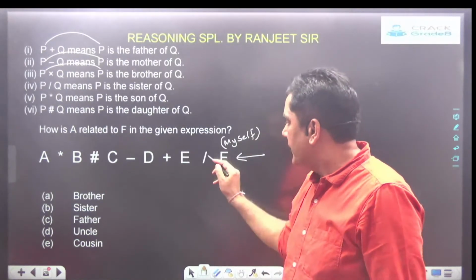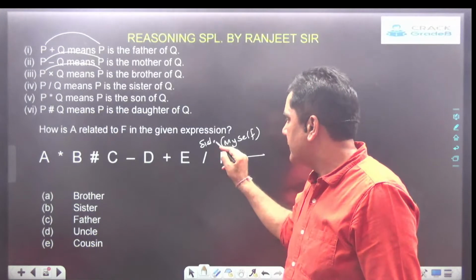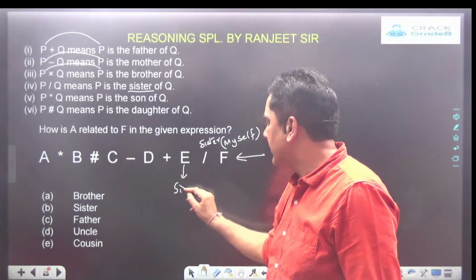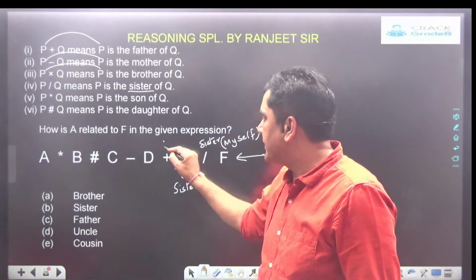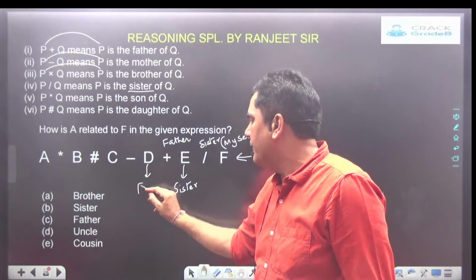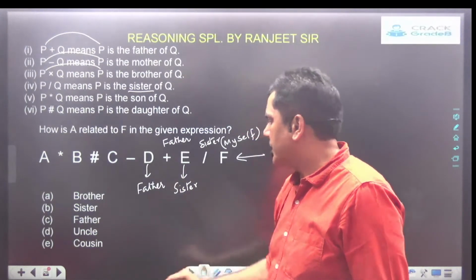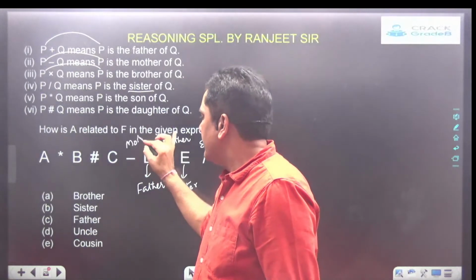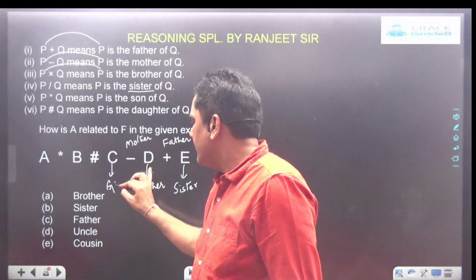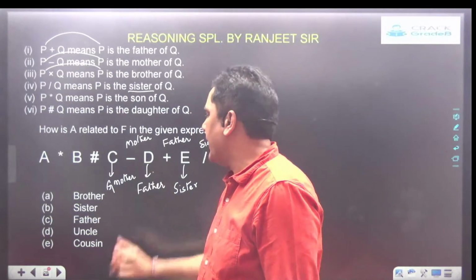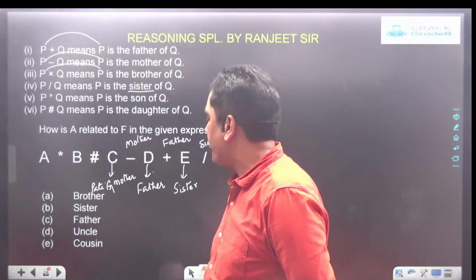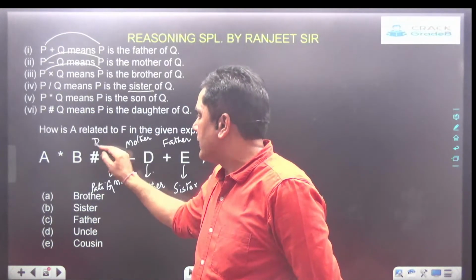Now let's start. This stands for sister. So I will say my sister, and my sister is nothing but E. Next one, plus stands for father. So my sister's father is nothing but my father. Next one, my father's mother is nothing but my grandmother, or I will say my paternal grandmother.